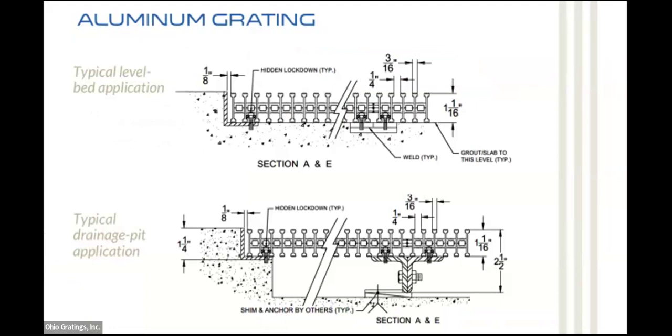So a look at the section view. This is similar to the stainless steel, where you're going to need 1 inch of bearing in these cases. There is the opportunity to install this in both a level bed and pit application as well. And these can also be manufactured with hidden and visual lockdowns. And here's a couple examples of those section views. Typical applications there.